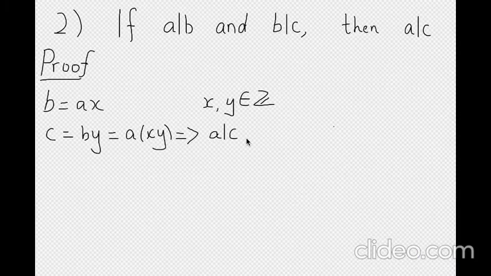The second property is as follows. If a divides b and b divides c, then a divides c. The proof for this is that since a divides b, b equals ax, where x is an integer. Likewise, since b divides c, c equals by, where y is an integer as well. By substituting b equals ax into the second equation, we get c equals a times xy. Since x and y are both integers, their product is also an integer. It follows from c equals axy that a divides c.